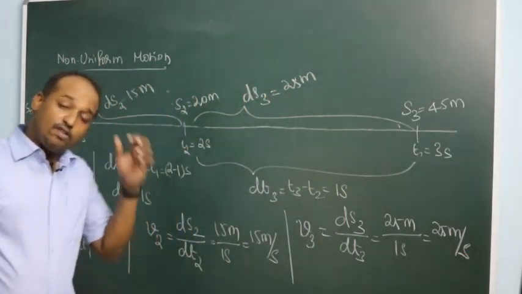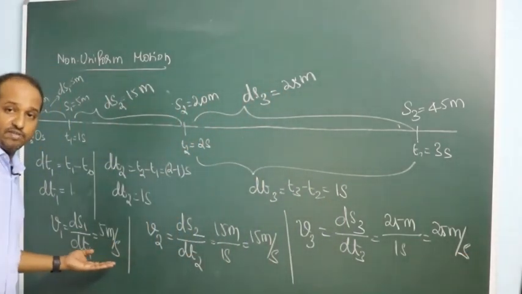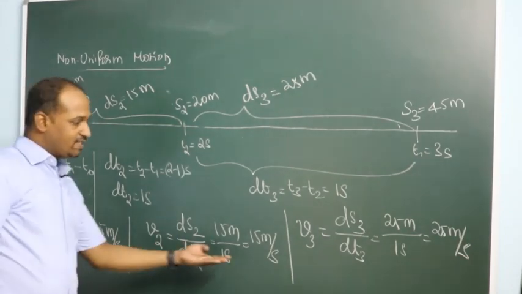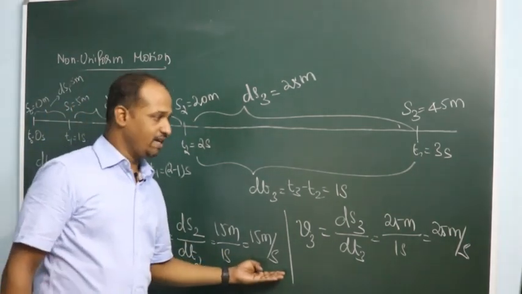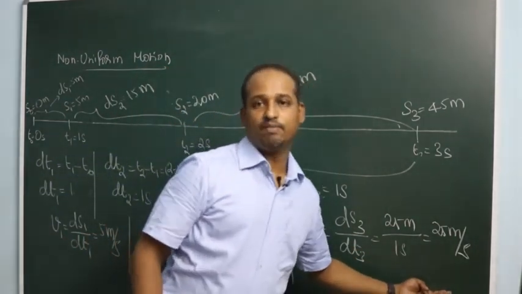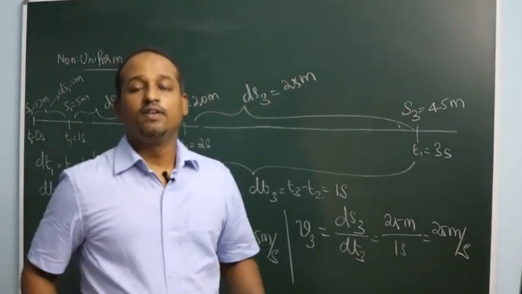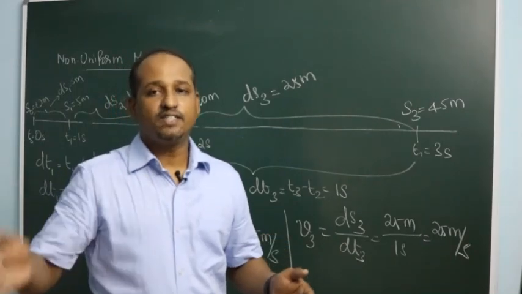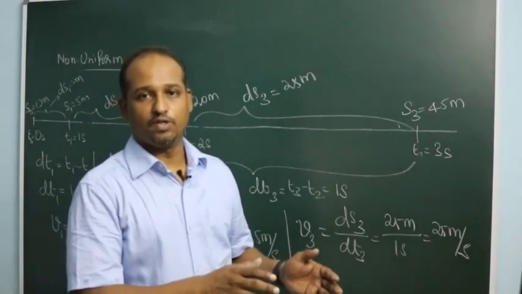You see, the velocity keeps on changing. It keeps on increasing. In the first second, velocity was 5 meter per second. In the second second, it is 15 meter per second. In the third second, it is 25 meter per second. So this kind of object that goes with different velocities at different instants of time is called non-uniform motion.